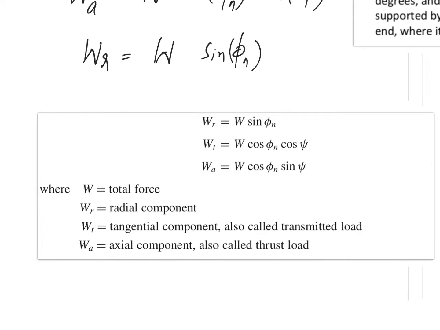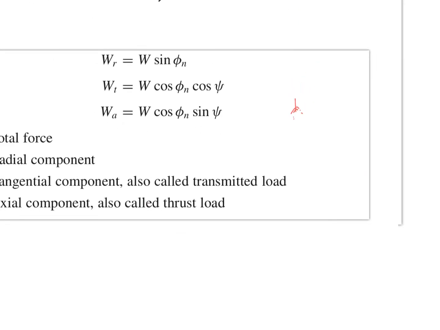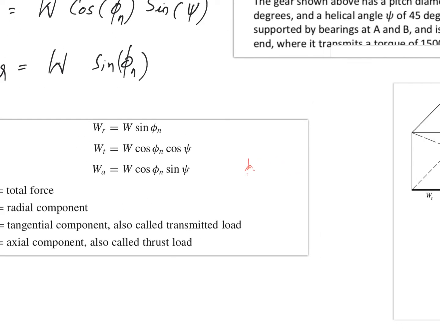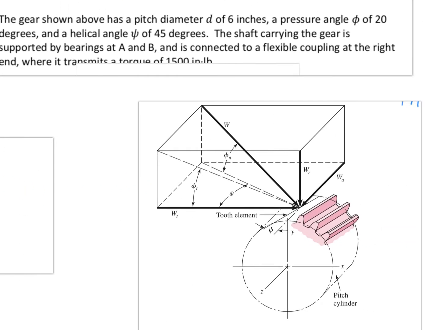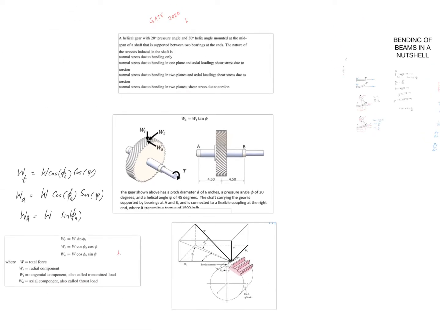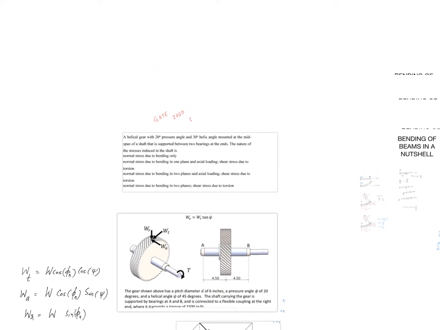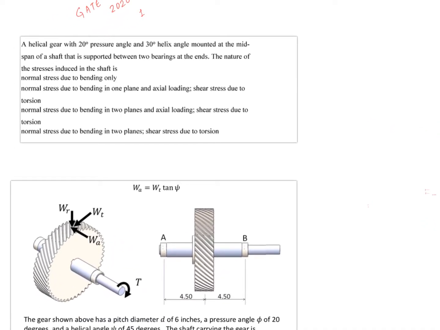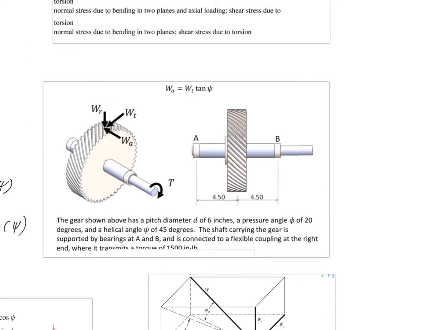Here phi n is the pressure angle, and this is the helix angle psi. You can see there won't be any axial component of the load if psi is 0. But in this case, we have a non-zero helix angle and a non-zero pressure angle, which tells us that we will have all three components. But the question is, they are not asking us to compute these forces. They are asking us what the kind of loading will be. To explain that, I think this is the best figure.